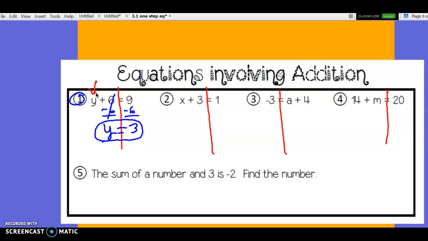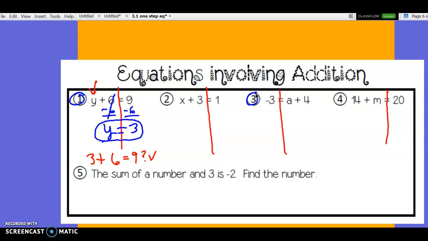I could put in a 3 where that y is. Is it true? Is 3 plus 6 equal to 9? Yes, that checks out. Let me do one where the variable is on the opposite side so you can get a feel for that. Let's look at number 3 together.